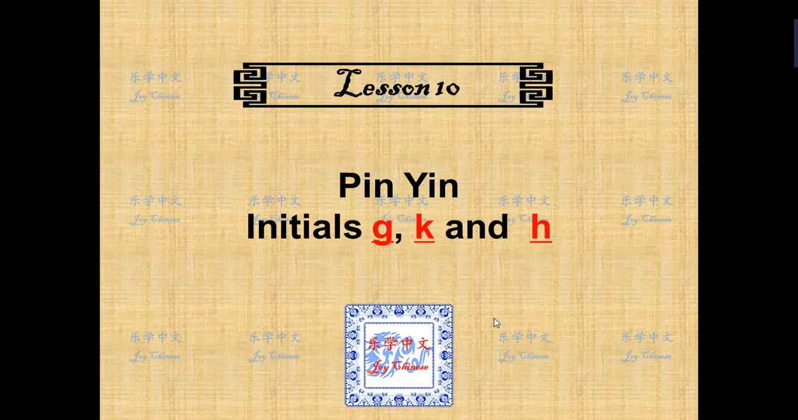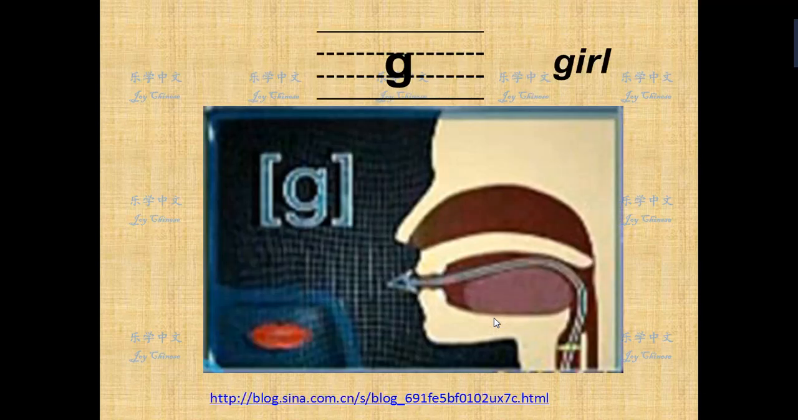In this video, I will explain the pronunciation of initials g, k, and h. For the first one, g, very similar to girl, g. When you want to pronounce g, you bring the end of your tongue a little up toward your mouth. Then let the air flow through your mouth. Say g.